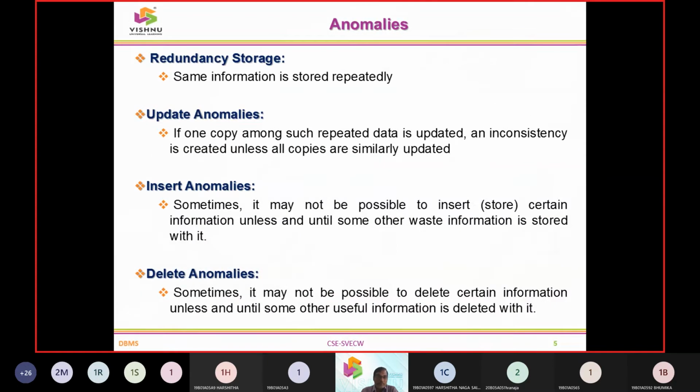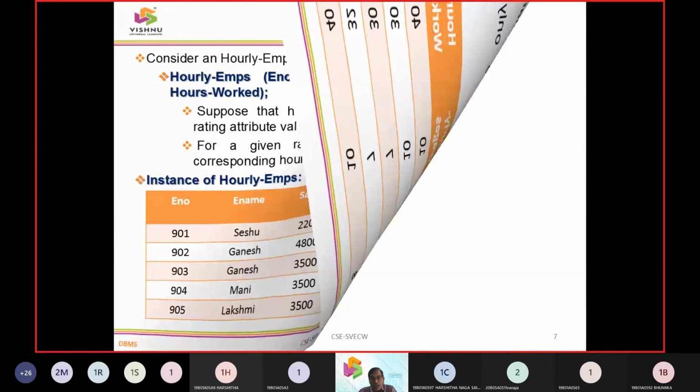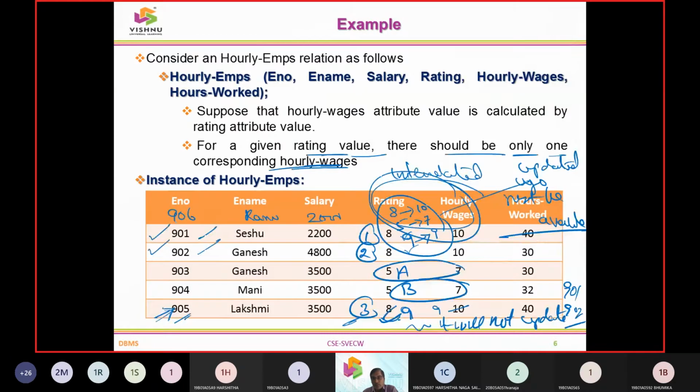So, let us go back to the definition. Sometimes it may not be possible to insert certain information unless some other information is also stored. As I am not sure what data I can insert, I have a lot of probability of going wrong with the ratings.